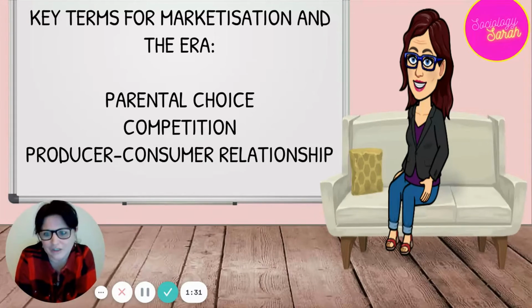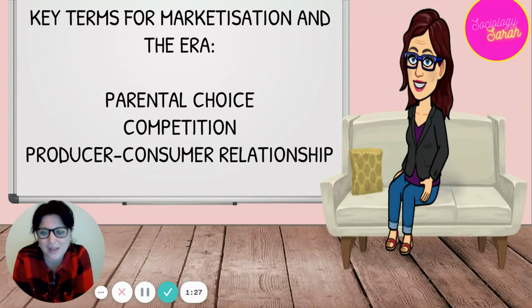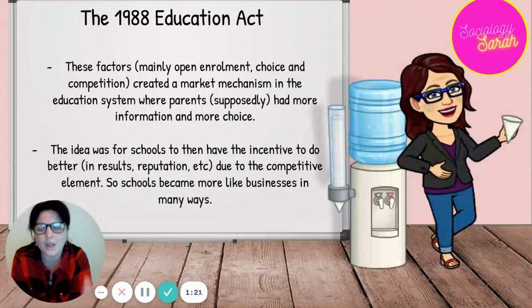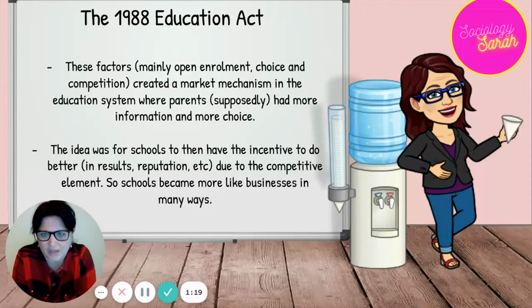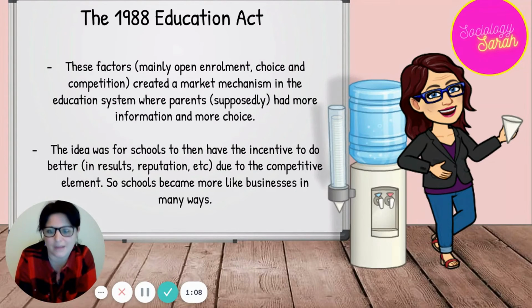So, in Finland, you don't write down your five choices for schools. You go to your local school, and that school expects to get those students, and it doesn't have to compete for them. Okay. So the 1988 Education Act, open enrolment, that's the idea of parental choice. Choice and competition created what we can call a market mechanism, and the mechanism is really about supply and demand, and having to create your demand in order to survive.